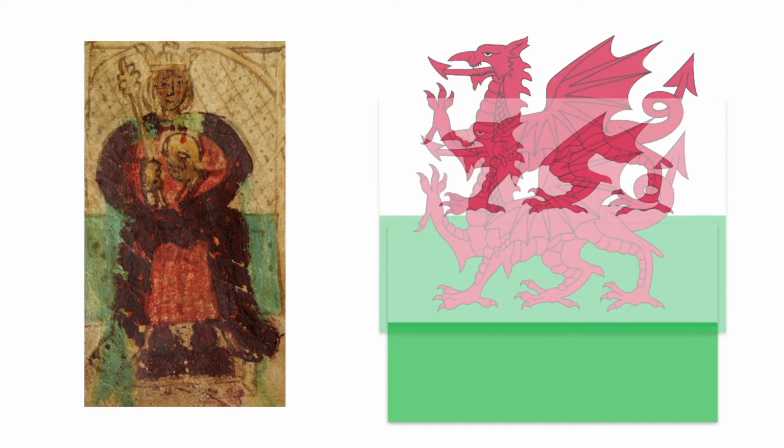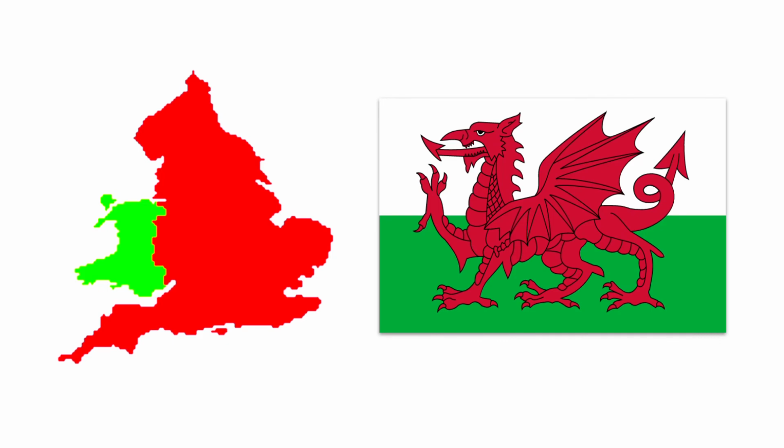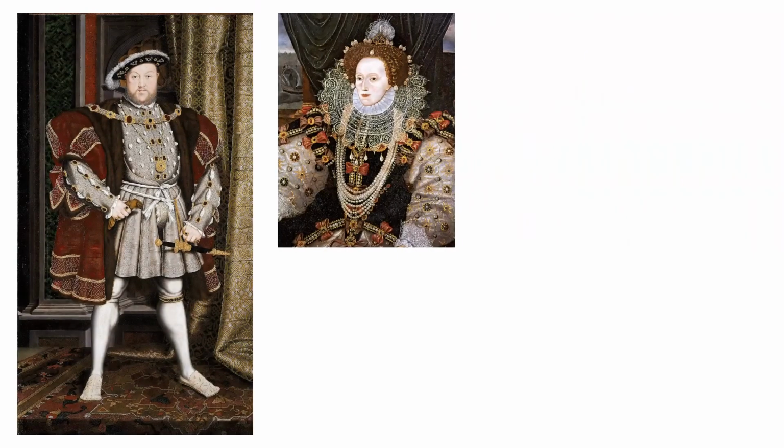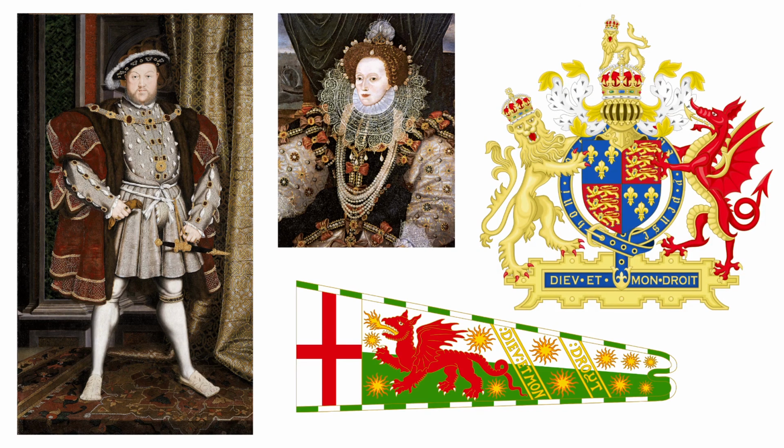The green and white field of the flag comes from the colours of the House of Tudor, which claimed Welsh descent. The Tudors ruled England and Wales from 1485 to 1603, and are famous for the likes of Henry VIII and Elizabeth I. The Tudors even flew a version of the Red Dragon during the War of the Roses, and included it on their coat of arms after acquiring the throne to emphasize their Welsh heritage.